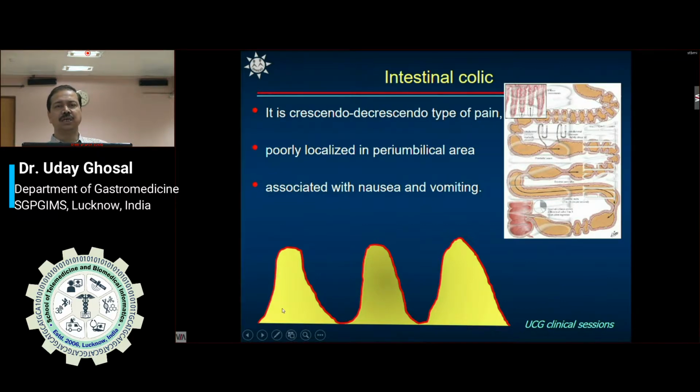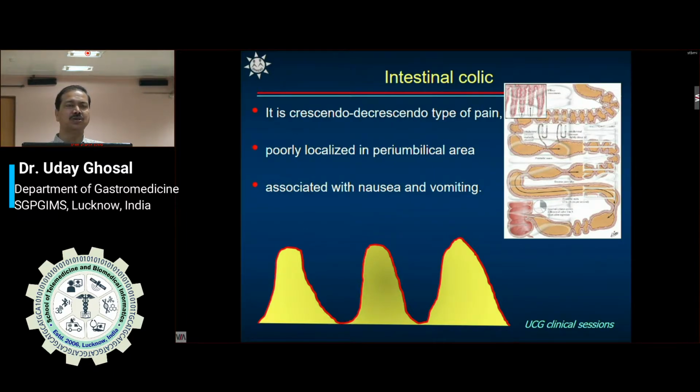So how does it happen? Whenever there is a luminal occlusion, like shown in the picture by the side, the intestine contracts. The intestine tries to overcome the occlusion. When the intestine tries to overcome the occlusion, the contraction leads to an increase in the intraluminal pressure, and that causes some degree of ischemia. And that is the reason why the pain occurs.